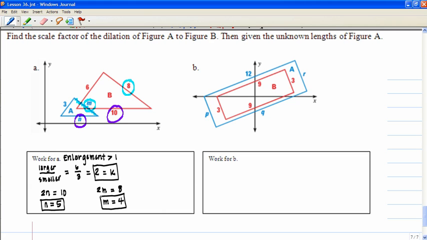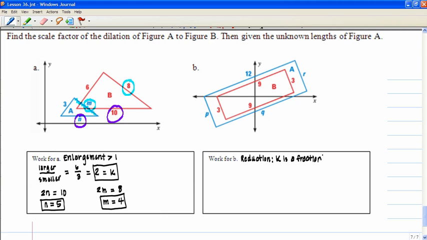All right, so we're going to do the same thing with our quadrilaterals. So first of all, looking at A is this big blue quadrilateral, and B is the smaller red quadrilateral. Looks like we have a reduction. So in a reduction, we should have a K that's a fraction, a fraction smaller than 1.